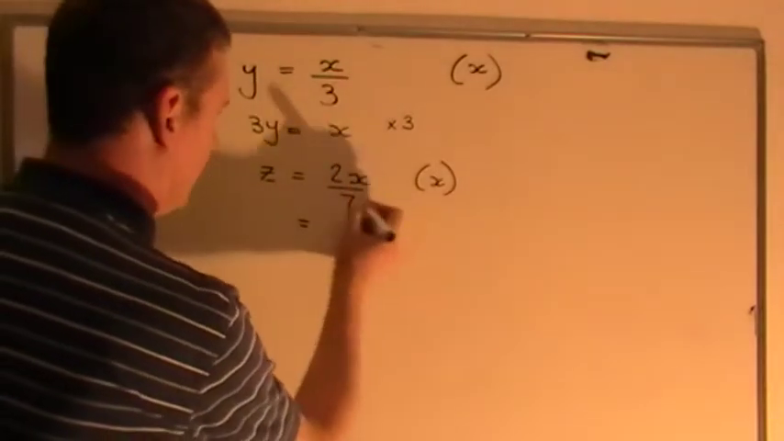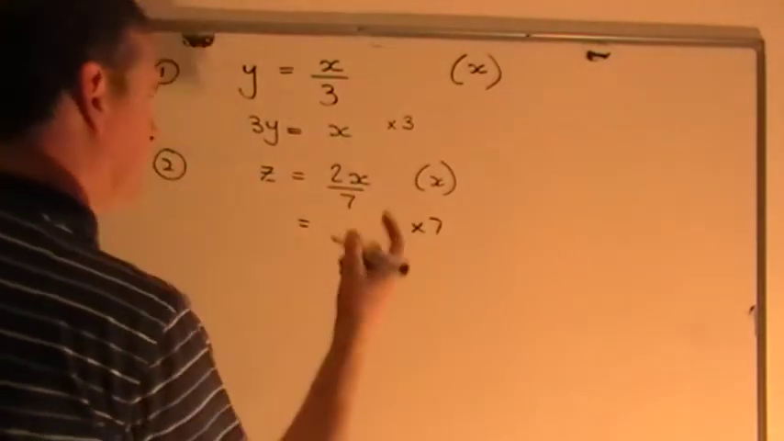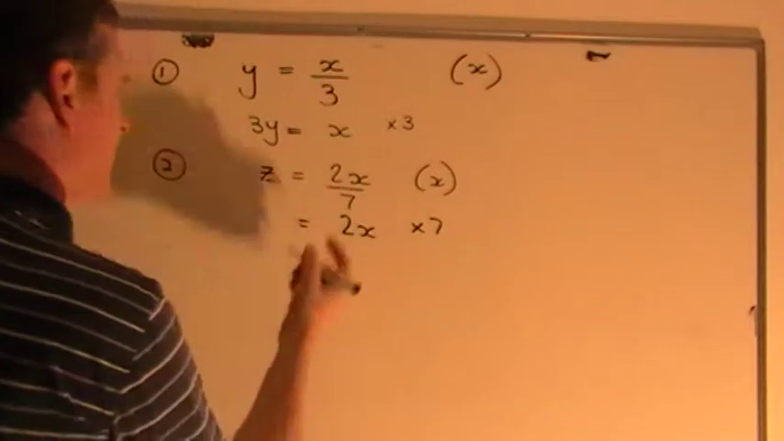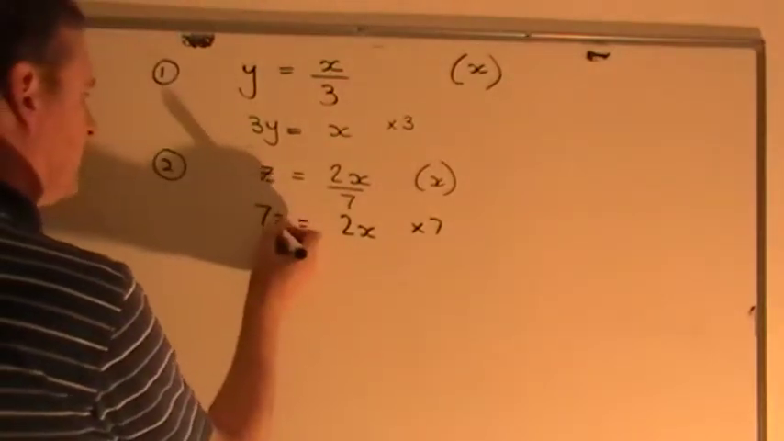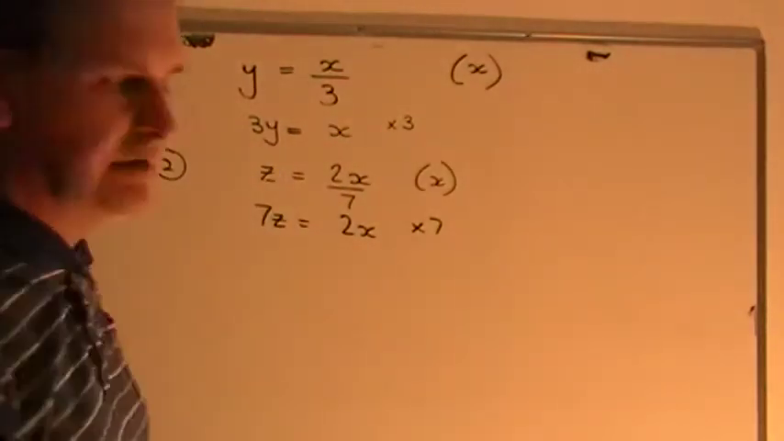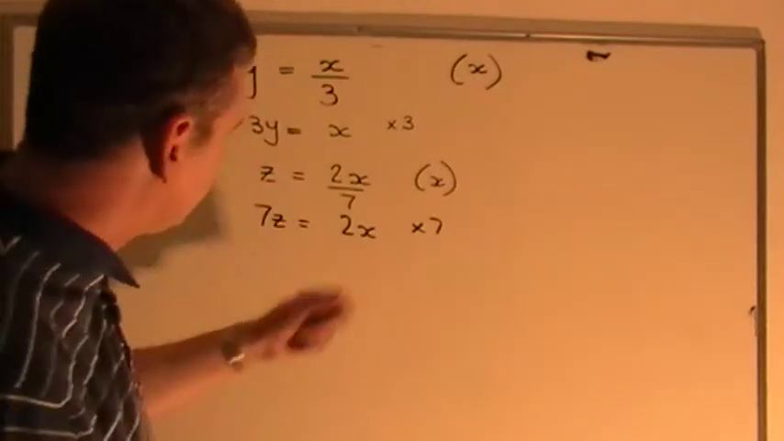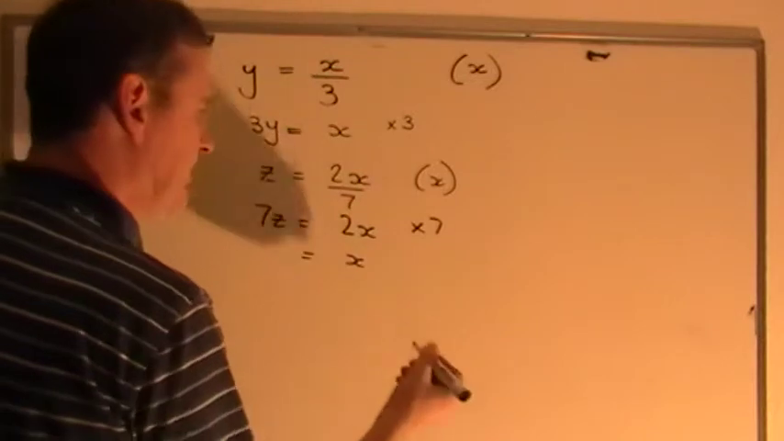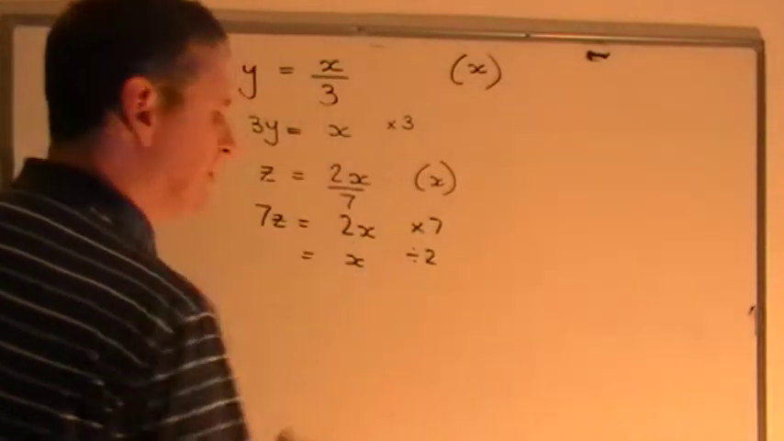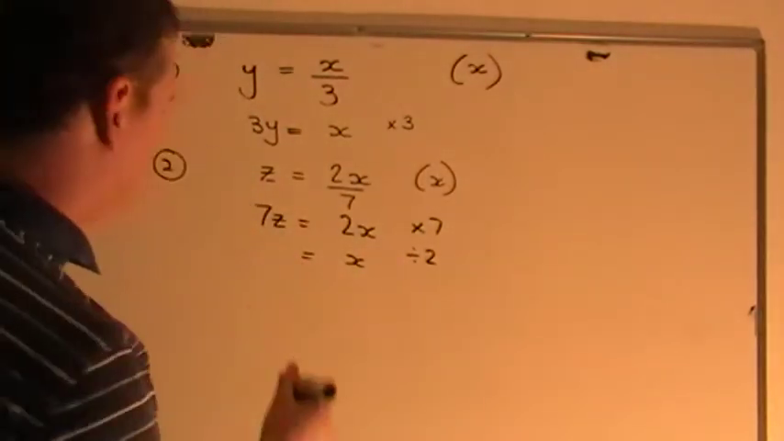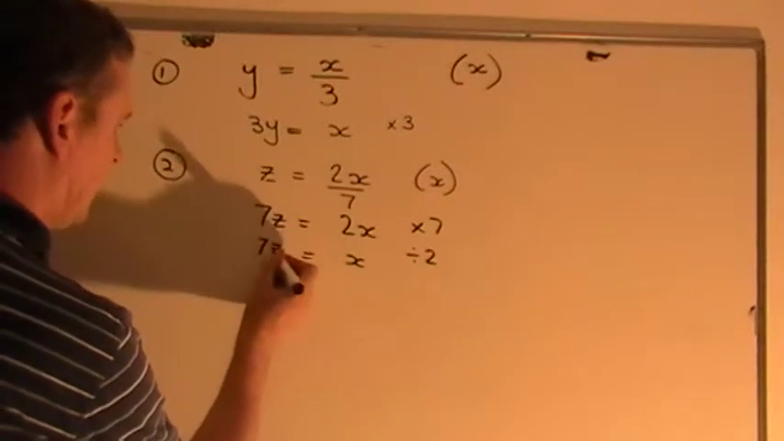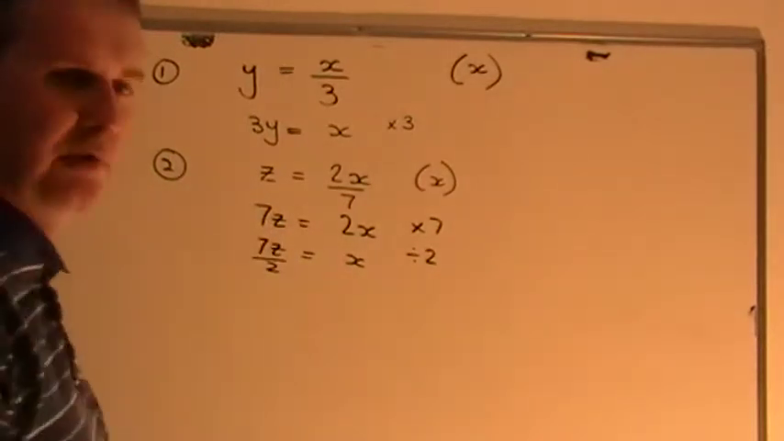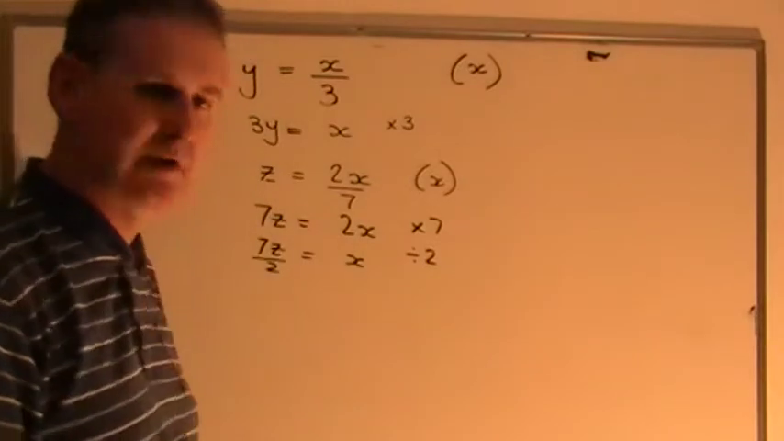Over 7, divide by 7. Let's times by 7. Times that by 7, you get 2x. Times that by 7, you get 7z. So let's get rid of the awkward fraction. But I don't want 2x, I want 1x. How do I go from 2x to 1x? Same as you do with equations, you'd divide by 2. So you divide the other side by 2. So you get 7z divided by 2. End of question. Easy. x is on its own again.